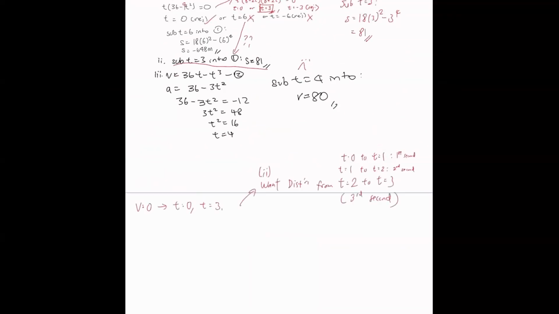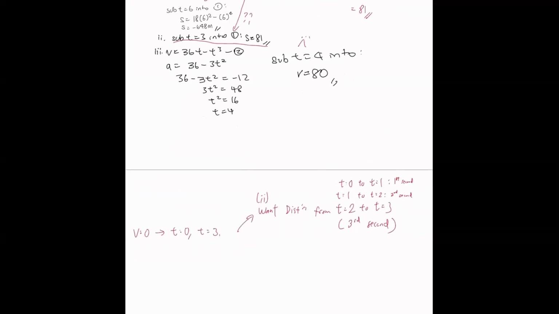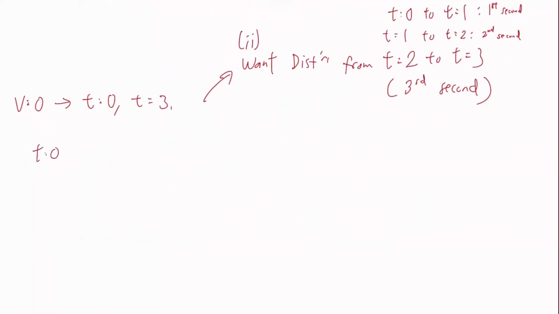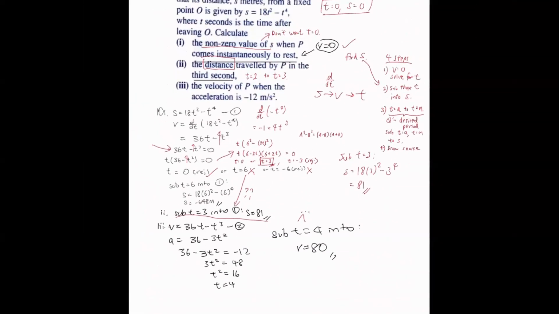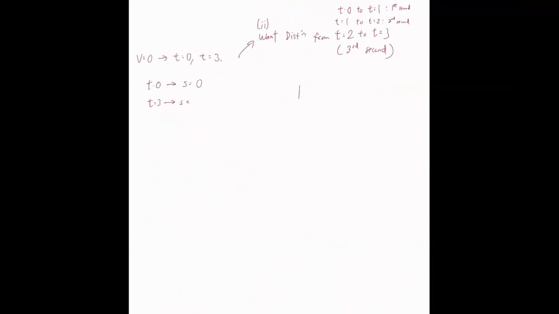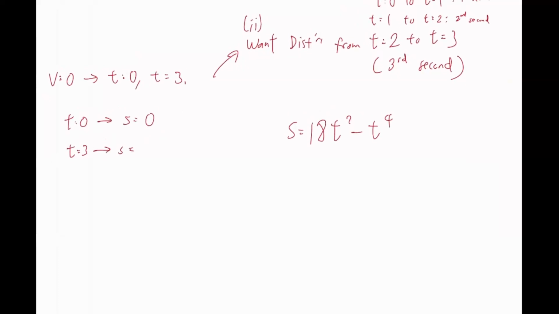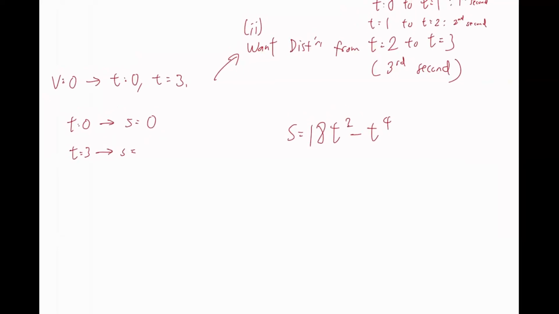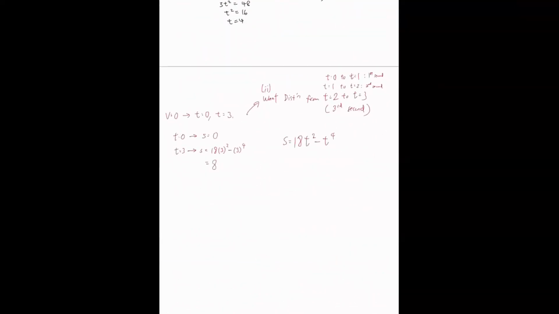Yes, okay, now let's calculate the S values. So what was my S value? When t equals 0, my s equals 0. When t equals 3, my s equals, what was my formula for s again? Let me double check. 18t squared minus t power 4. So when t equals 3, what does this give me? 18 bracket 3 squared minus 3 power 4. Did we calculate this before? I think we did. Yeah, it's over there. It's 81. Okay, so we get 81.